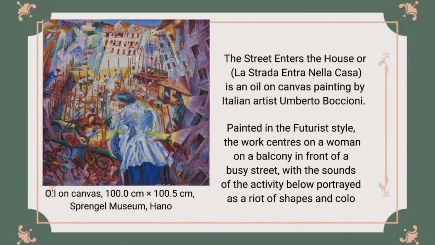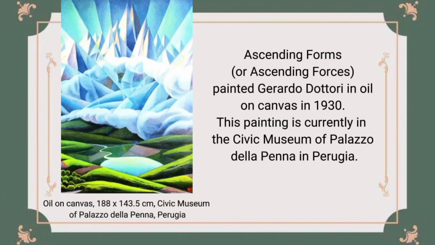The first artwork is The Street Enters the House, or La Strada Entra nella Casa. It's an oil on canvas painting by Italian artist Umberto Boccioni, painted in the Futurist style. The work centers on a woman on a balcony in front of a busy street, with the sound of the activity below portrayed as a riot of shapes and colors. Second artwork is Ascending Forms, or Ascending Forces, painted by Gerardo Dottori in oil on canvas in 1930. This painting is currently in the Civic Museum of Palazzo della Penna in Perugia.